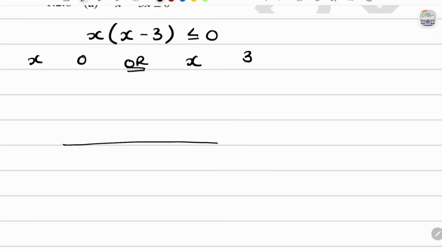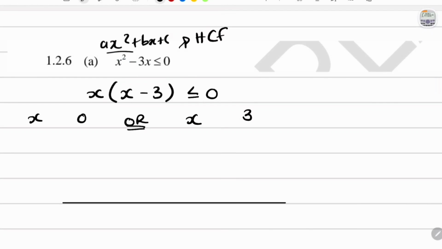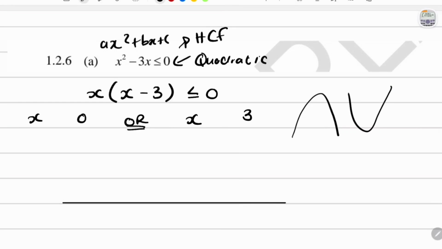We're going to go ahead and put an x-axis, and then we're going to look at this expression. Because it has x squared, the highest exponent is 2, it means it is actually a quadratic equation. And quadratic equations form parabolas. Now this parabola, is it going to be concave down or concave up, smiling or sad?